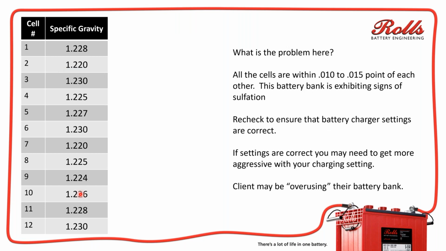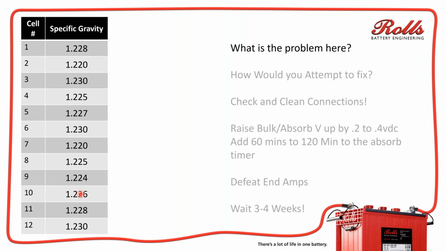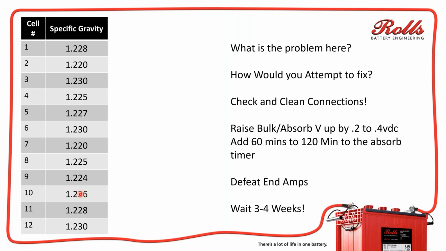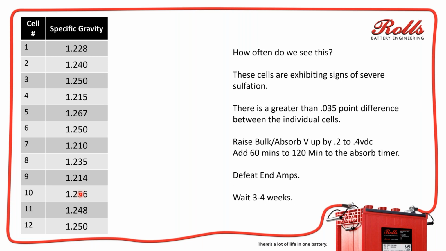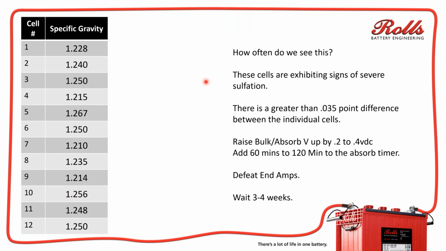So when you're troubleshooting something like this, we'll go back to this other one that I have: 1.228, 1.240, 1.250, 1.215, 1.267, 1.250, and likewise, okay? Basically, they're exhibiting signs of severe sulfation, okay? There is a greater than 35 point difference between some of the cells.